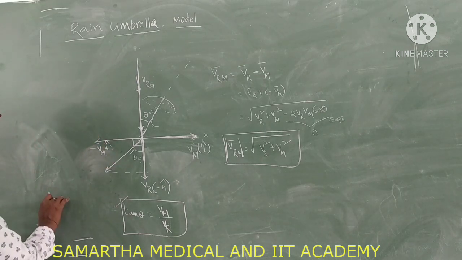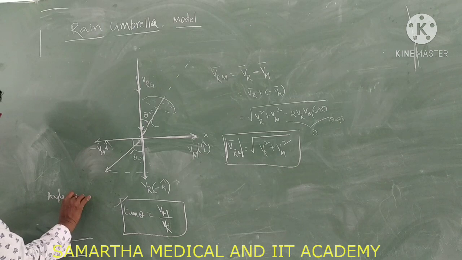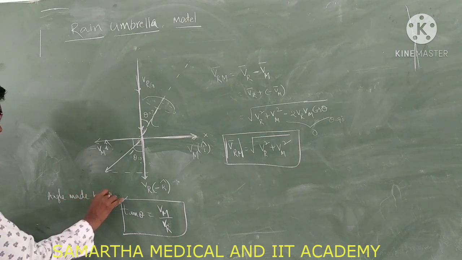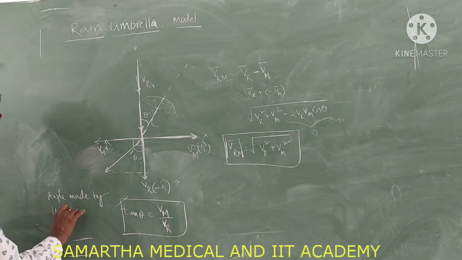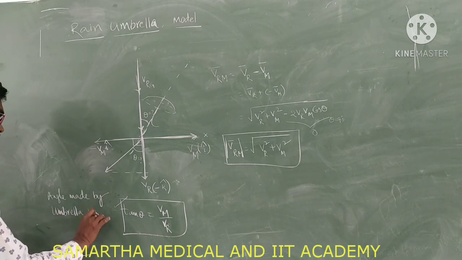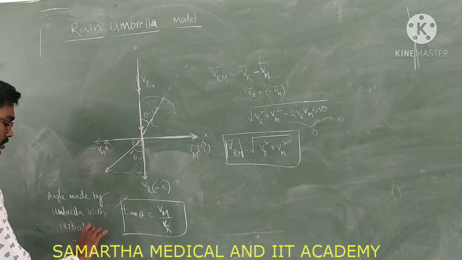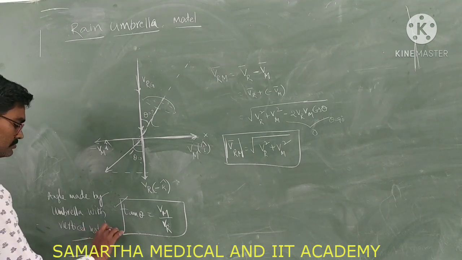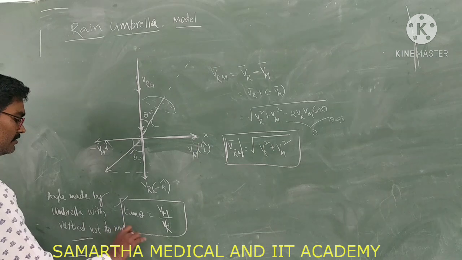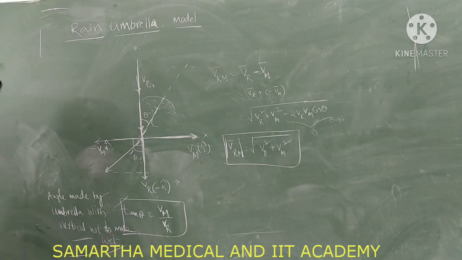Okay, angle made by the umbrella with the vertical, so as not to get wet. Okay, so this is the resultant. Okay, clear now? Just copy it.